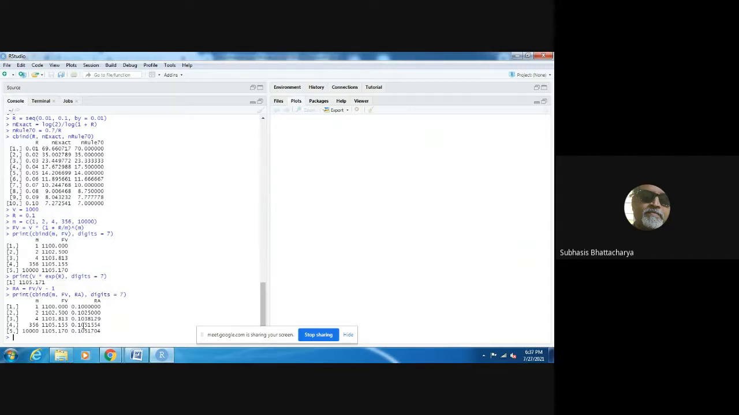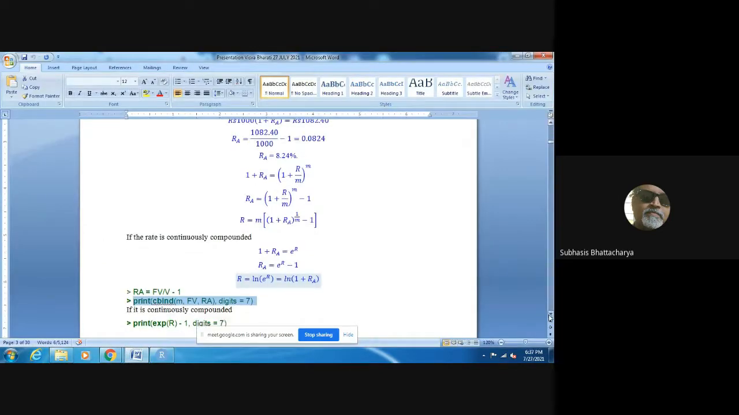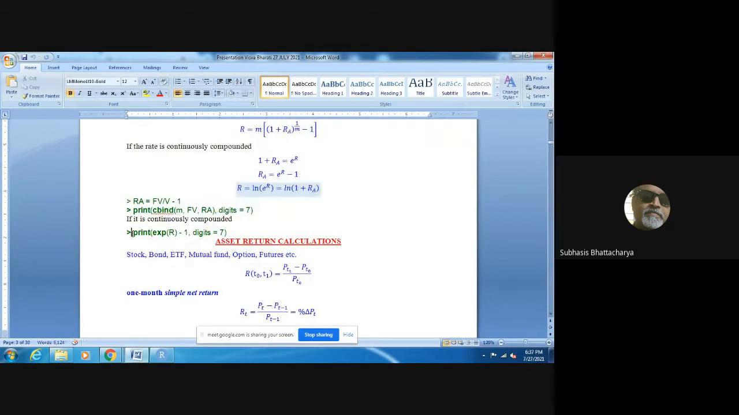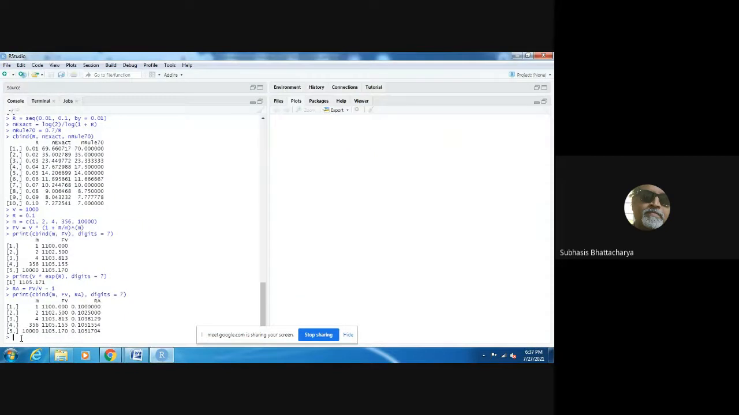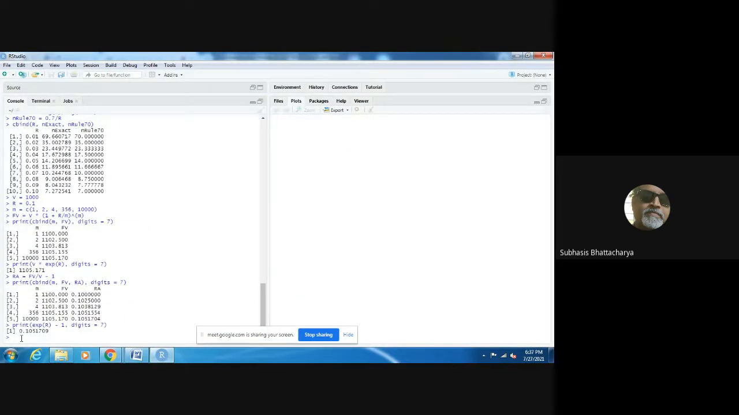So if it is simply compounded, if it is continuously compounded, what will happen? That is 1,105.1709, and that is 1,051.704. So this kind of change is there. That is the effective rate in between. So it is 10.51709%. Okay. So this is the way we can define the effective rate and compare it with the simple rate.